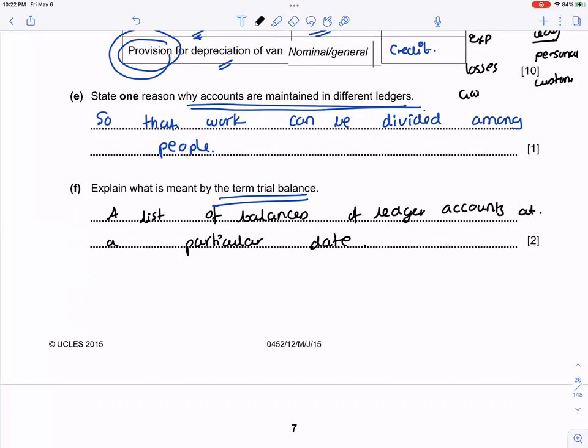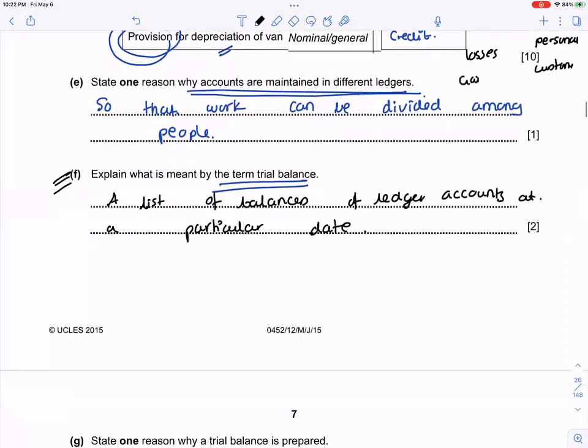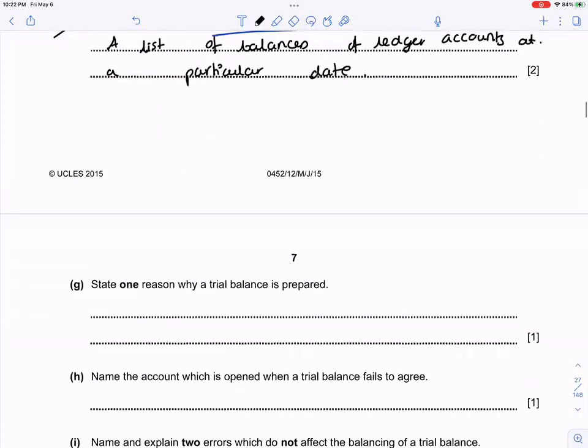What is a trial balance? Learn it. A list of balances of ledger accounts at a particular date. Again, what is a trial balance? It is a list of balances of ledger accounts at a particular date.